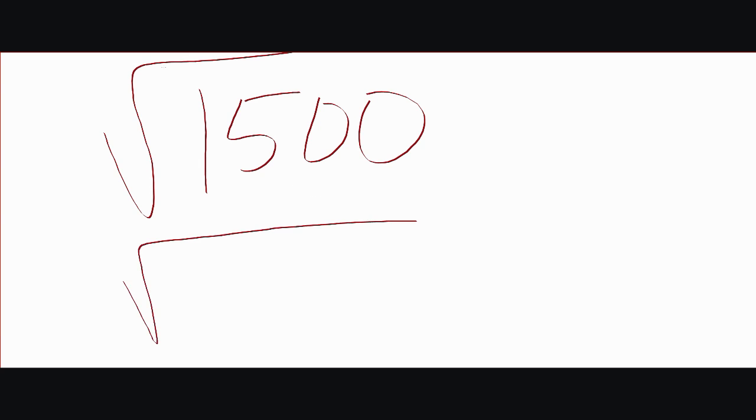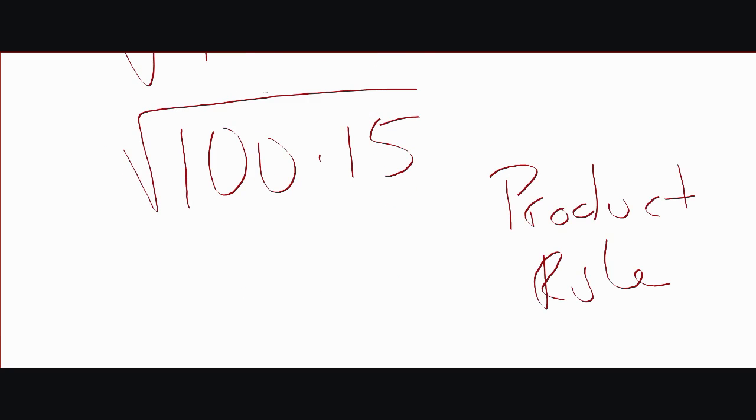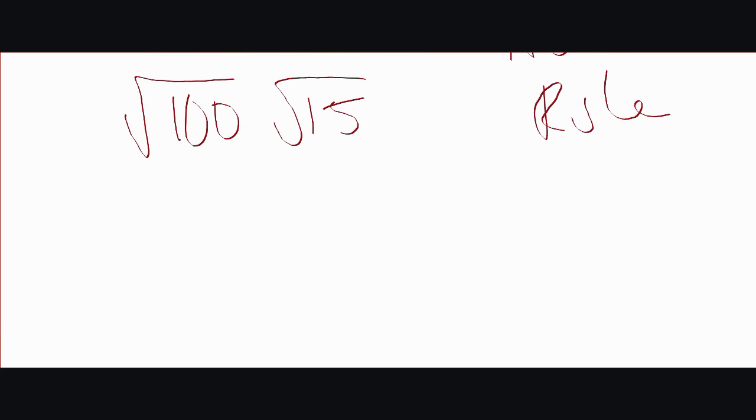This is the same as the square root of 100 times 15. All right, and we can break this up using our product rule. Remember, the product rule says if I have a product under the radical, I can rewrite it as the product of two radicals, meaning the square root of 100 times the square root of 15. Now, the square root of 100, we know that 100 is 10 times 10, so the square root of 100 is 10. And that is times the square root of 15.